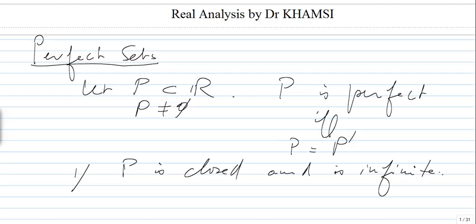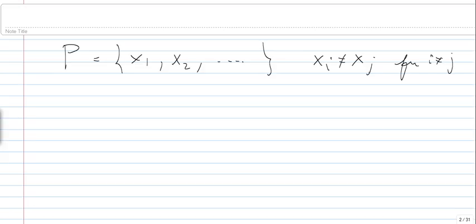Okay? Great. So now assume that P is countable. So we're doing it by contradiction. In this case, P is going to be equal to x1, x2, etc., and we assume that xi is different from xj for i different from j. So now how do we show our contradiction?